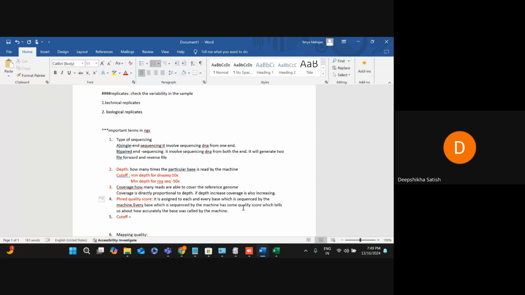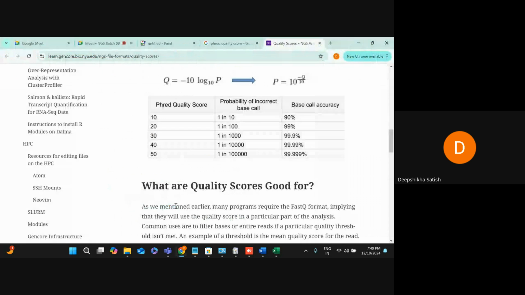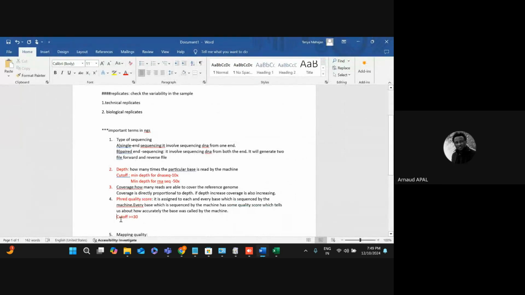I will write greater than or equal to 30. Are you getting this? Why have we taken the 30 cutoff? Because again you can see here, after 30 the base call accuracy is 99.9 only. It is not reaching 100%, right? So that is why we are taking this as a standard cutoff for the Phred quality score. Did you get this Phred quality score? Yes.